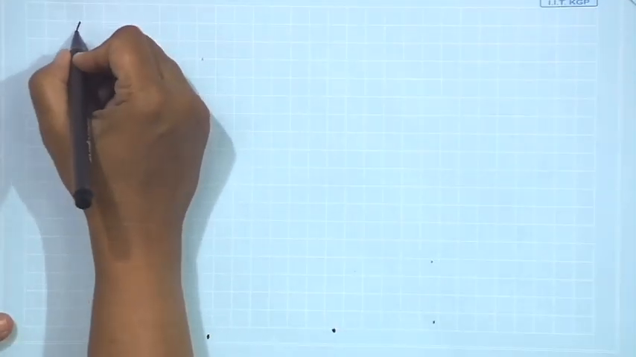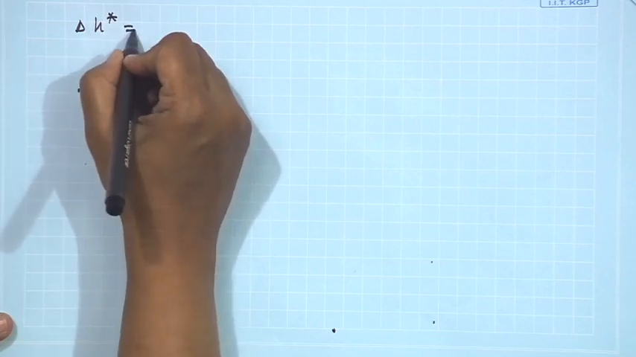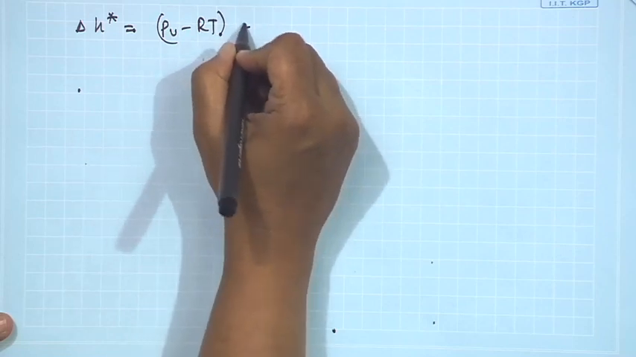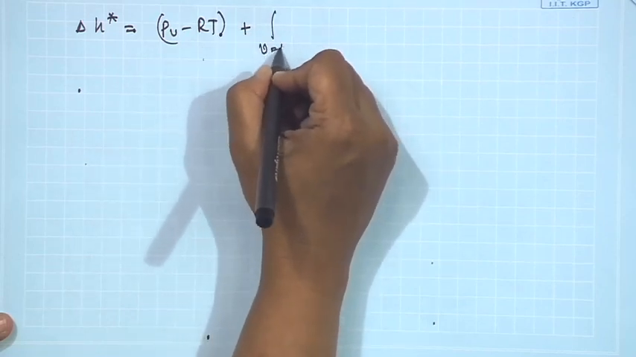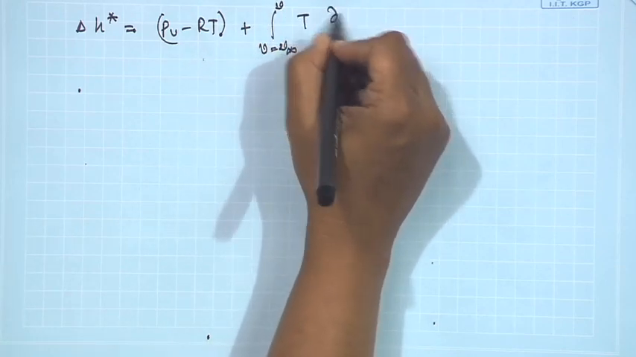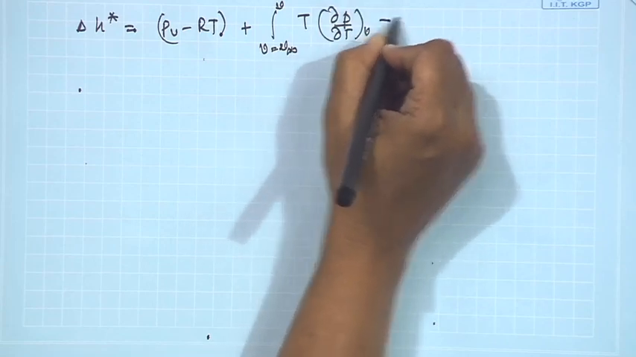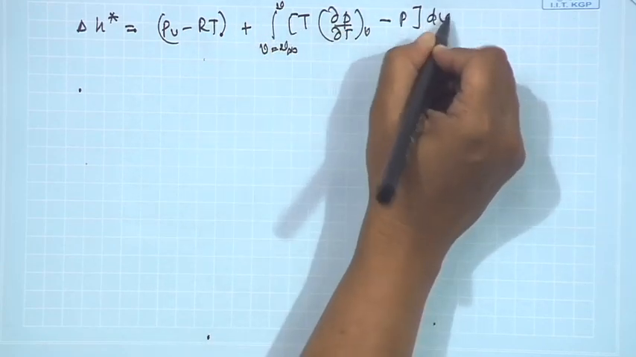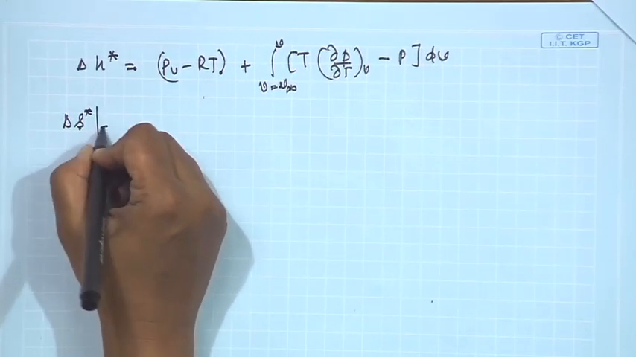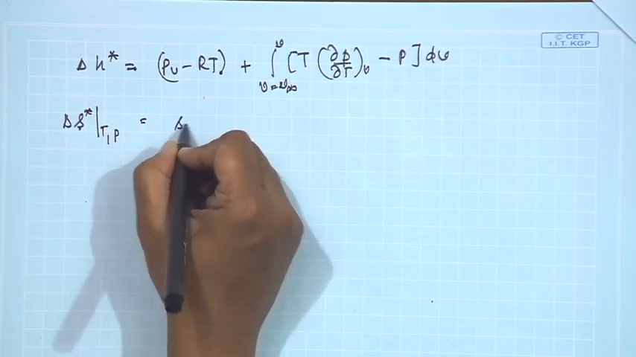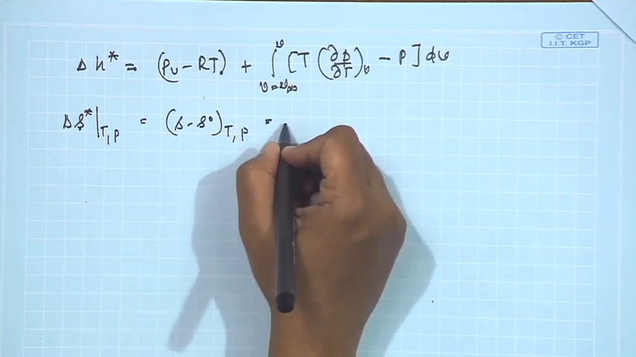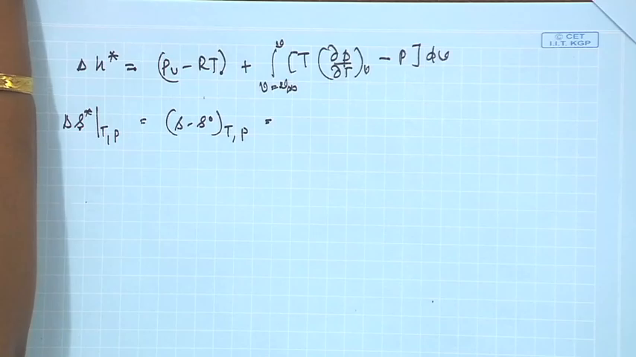So we find that delta H star can be expressed as, I write it once more for your convenience, the integral from V infinity, the volume of the ideal gas, to V of T (del P/del T) at constant V minus P dV. Similarly, suppose we start working with delta S star at any particular temperature and pressure. It is nothing but S minus S0 at that temperature and pressure. I have already shown the expression here.